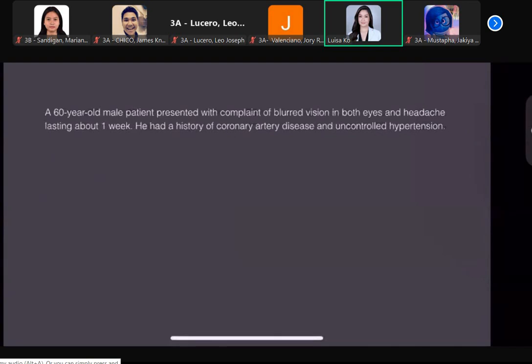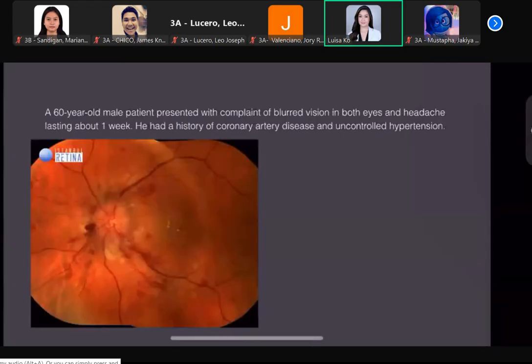Next question. Okay, we're moving on to the eye. We have a 60-year-old male presenting with blurring of vision on both eyes, headache lasting about a week. He has a history of coronary artery disease and uncontrolled hypertension. This is what his retina looks like. Can somebody describe to me what you see?